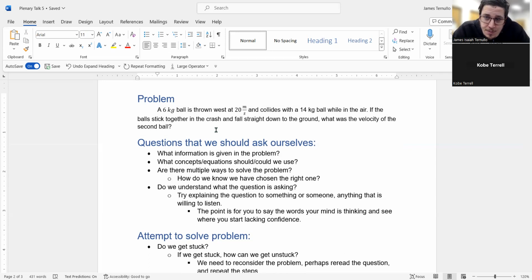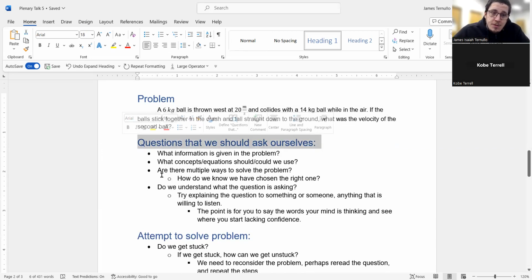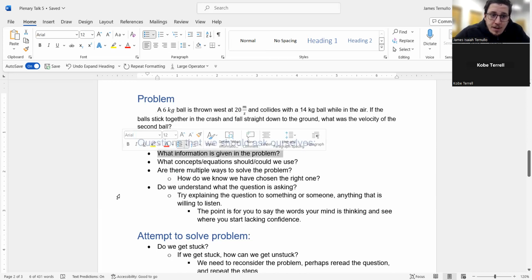Okay, so to make sure that we're not reading this blindly and just saying a bunch of words, we should ask ourselves some questions about what we just read. And so the questions that we should ask ourselves fall along the lines of these bullet points here. What information is given in the problem? What concepts, equations could we use? Are there multiple ways to solve the problem? How do we know we've chosen the right one? Do we understand what the question is asking? Try explaining the question to something or someone. Anything that's willing to listen. The point is for you to say the words your mind is thinking and see where you start lacking confidence. So let's run through this real quick.